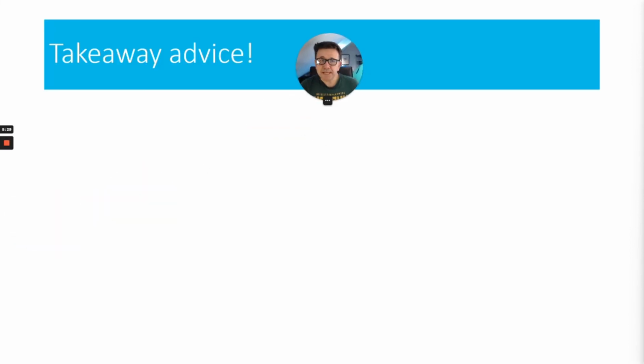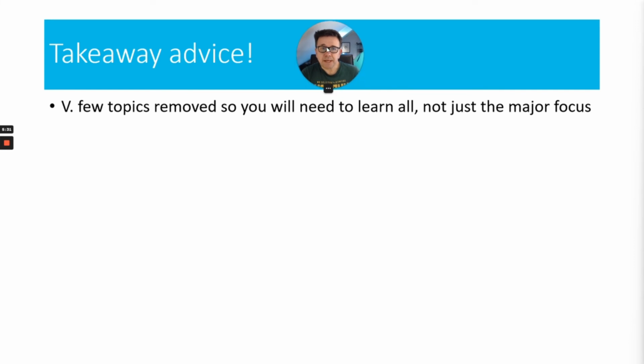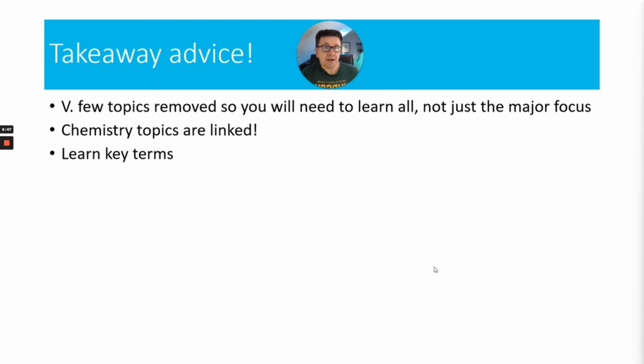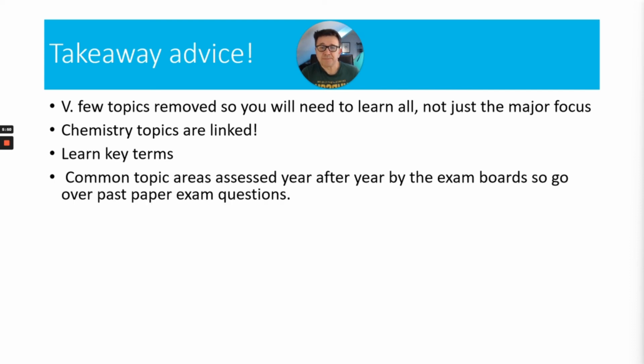So I've got some takeaway advice here for you. Very few topics are removed, so you'll need to learn all, not just the major focus. Chemistry topics are linked. That's probably why they haven't removed anything. So before we go about complaining, it's just that everything is linked in chemistry. Learn key terms. I would say that for all your science exams. Common topic areas are assessed year after year by the exam board. So please go over past paper exam questions that your teachers give you, hopefully, in your revision.